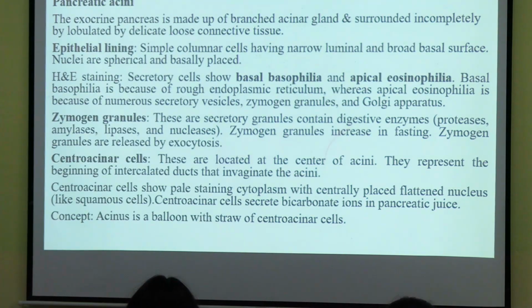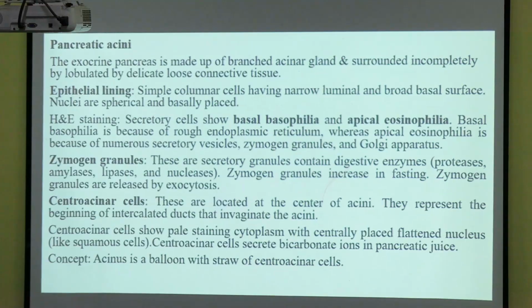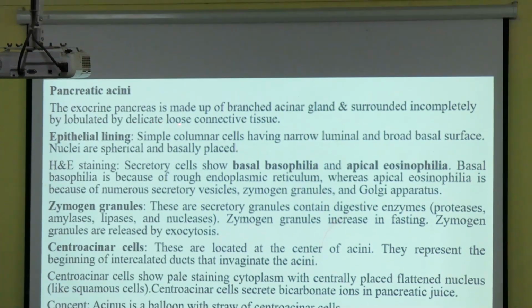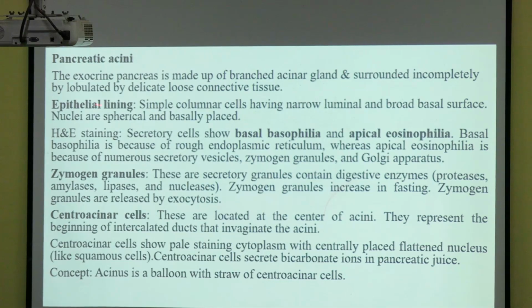Okay, so in the exocrine part, as I said, pancreatic acini are there. If you see the acini, they are made up of branched acinar glands, surrounded by lobulated delicate connective tissue. If you see the interior of the acinus, the lining epithelium is simple columnar epithelium. They are also called acinar cells. But there is some modification.